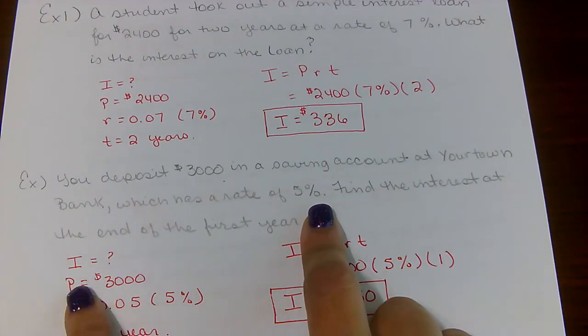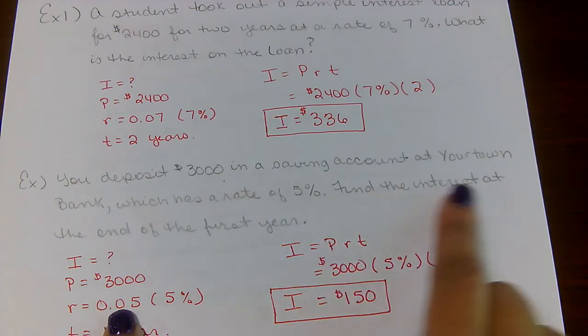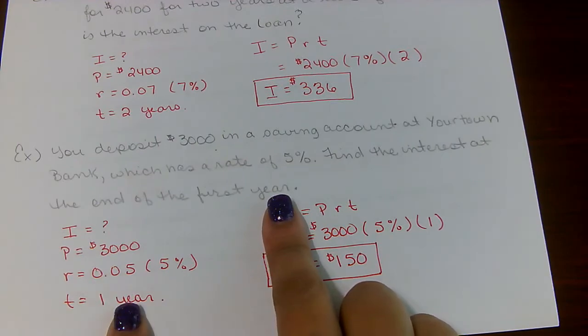Example 2. You deposit $3,000 into a savings account at your town bank, which has a rate of 5%. So here, our principal will be $3,000. That's the amount that you put down. 5% is our rate, or 0.05. Find the interest at the end of the first year. So T here is going to be 1.